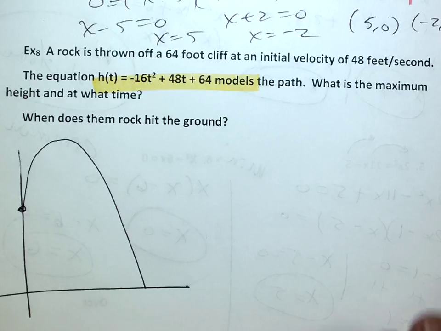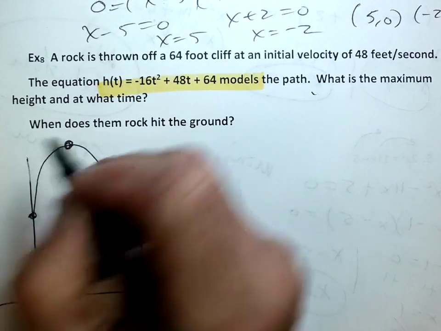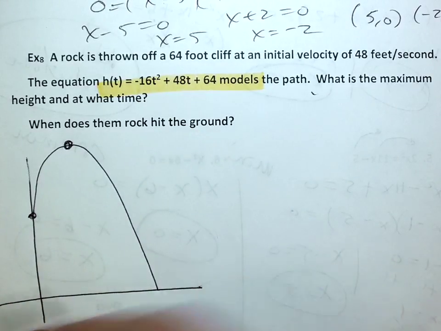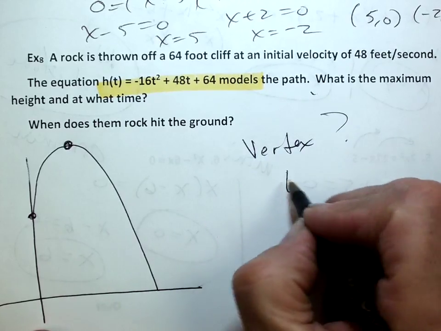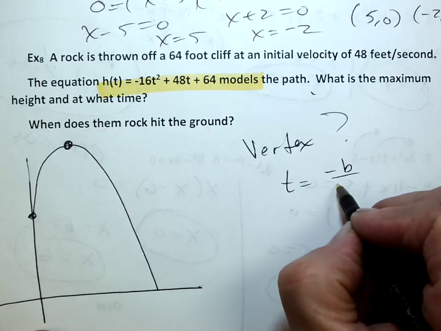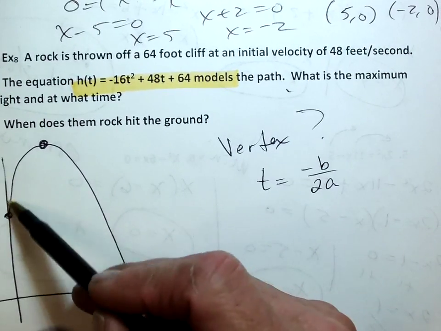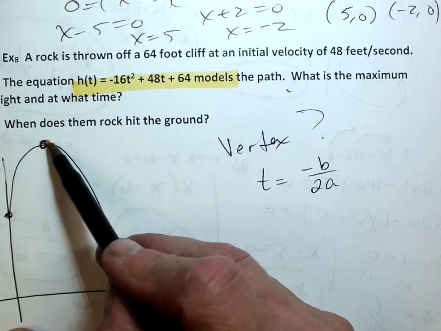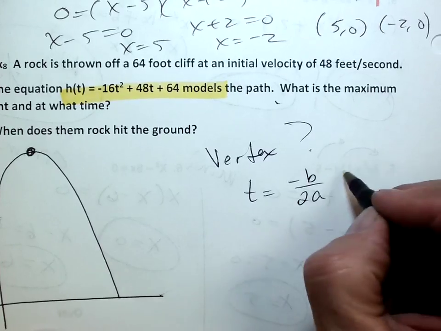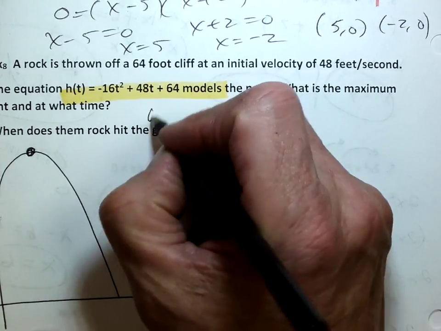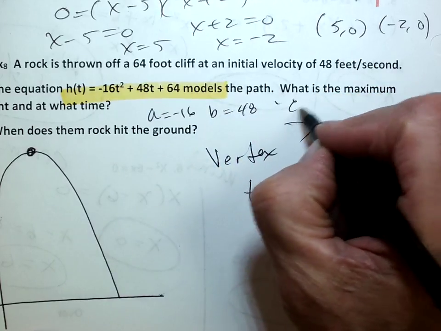Right off the bat, what is the maximum height and time? That's our vertex, right? So how do we find our vertex? Negative b over 2a. Yes. It's going to go up, hit its maximum height, and come back down. So if we want to find the vertex, negative b over 2a, a is negative 16, b is 48, c is 64.